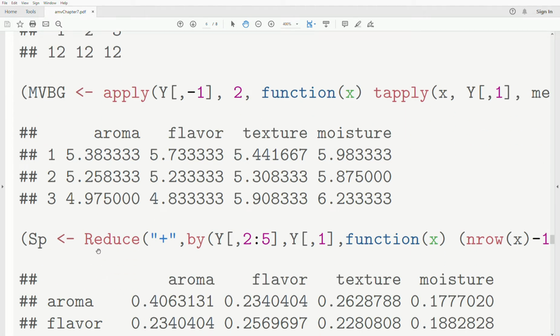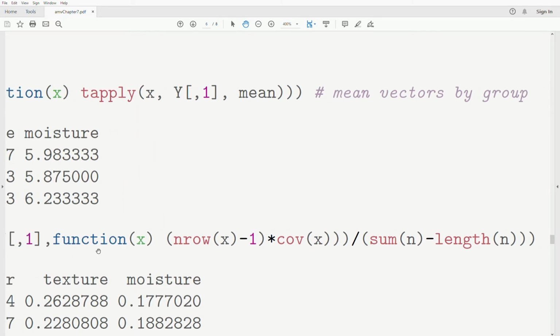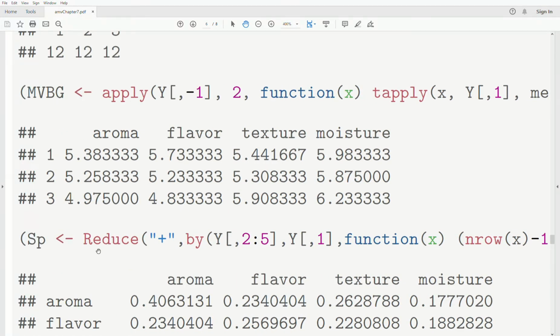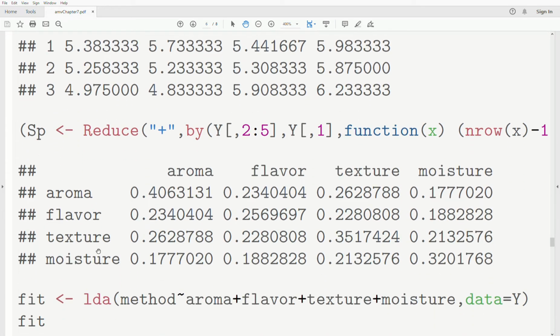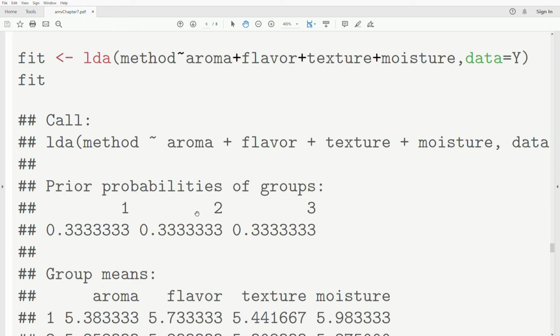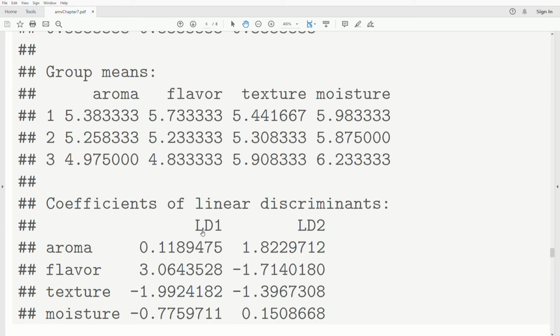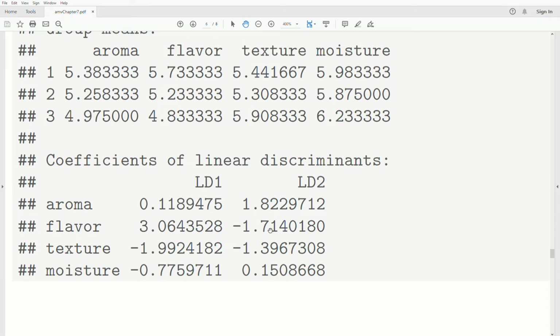We have to calculate the pooled estimate of the covariance matrix, so SP, and there is the function. As always, I will list this in the comments so you can copy and paste it into your code, and that's it. So now we fit a linear discriminant analysis, the LDA function, to our data. So method is modeled as aroma, flavor, texture, and moisture. And then when we look at fit, it produces what's called prior probabilities, which we're not going to really cover. And here are the group means, the same group means that we just printed out above. And these are the 2 linear discriminant functions.